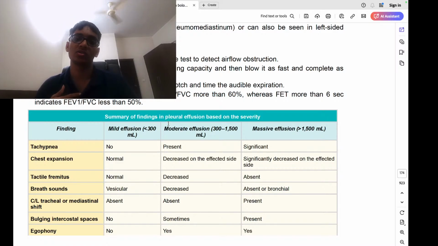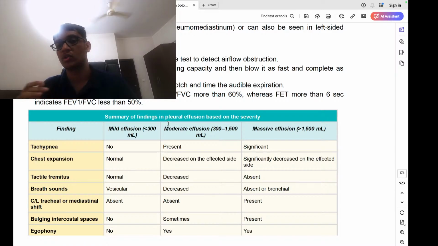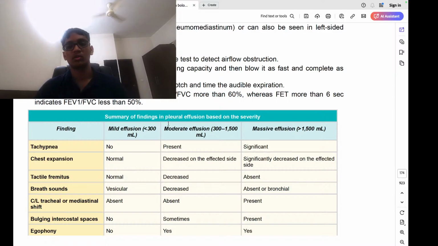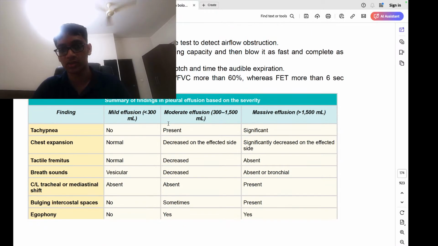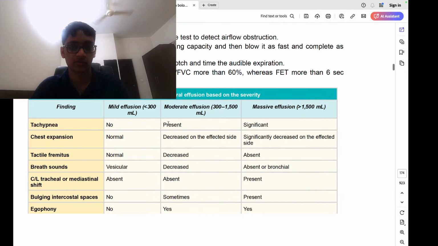Place the stethoscope in the suprasternal notch and time the audible inspiration. A value less than 5 seconds indicates FEV1 by FVC is more than 60%, whereas a forced expiratory time of more than 6 seconds indicates FEV1 by FVC less than 50%.